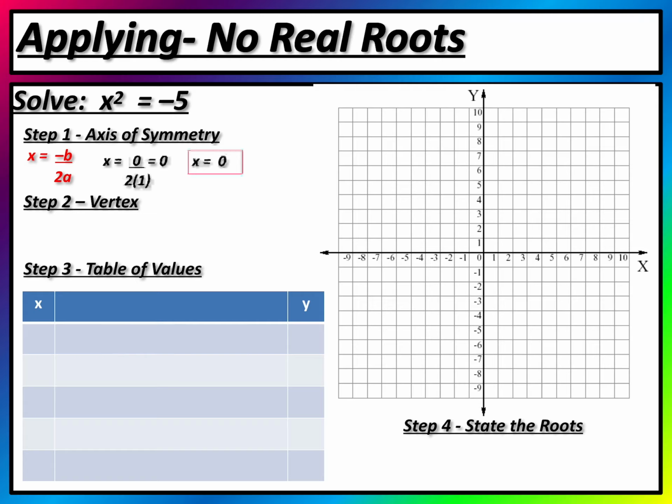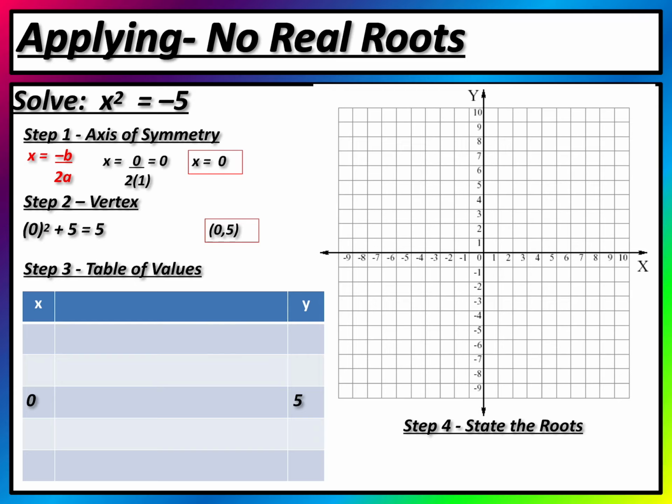So I'm now going to take that, and remember, it's going to track into our vertex. So I'm going to evaluate the function at x equals 0. It means I'm going to plug it in. So x squared plus 5, plugging in 0, that equals 5. So my vertex is an ordered pair of 0, 5. Okay, so that goes in the middle of our table, just like we've been doing.